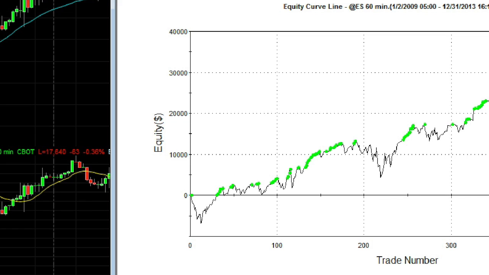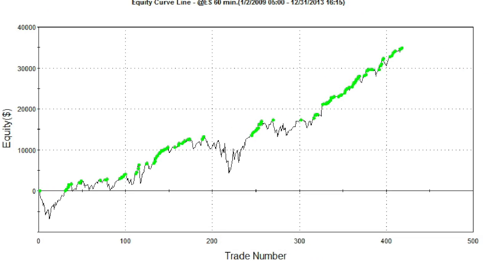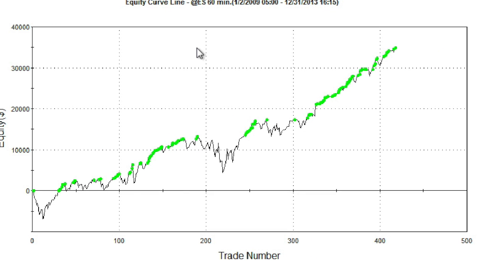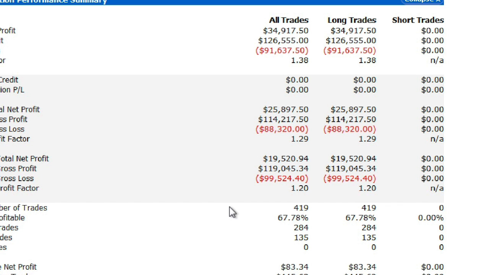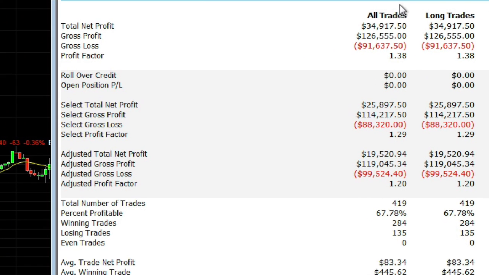There's a wide variety of moving averages that produce decent results, so it does seem to be rather robust. This also includes $30 of round trip slippage and commissions, and we're starting out with a $100,000 account trading only one contract, so keep those settings in mind. Again, it's long only. We have $34,900 in profit since the start of 2009 up to the conclusion of 2013.